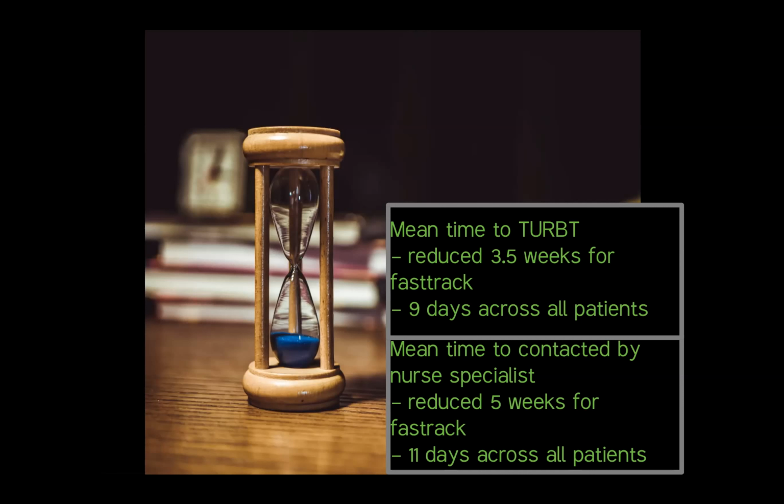And in fact, we looked at data 6 months after and found that's exactly what happened. The average time from the patient being referred into the system to being contacted by the nurse specialist to discuss their treatment reduced by 5 weeks for those patients who were fast tracked. And indeed, it was reduced by 11 days across all patients as well.